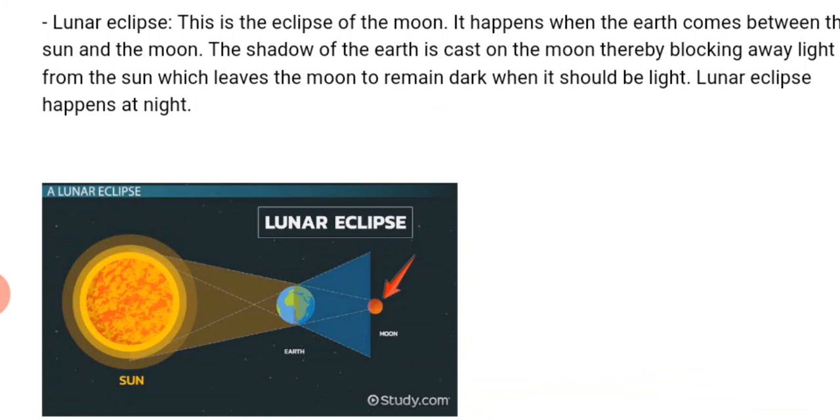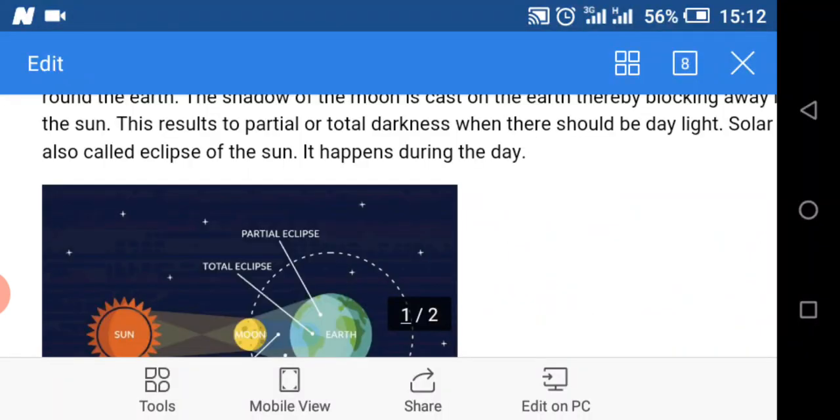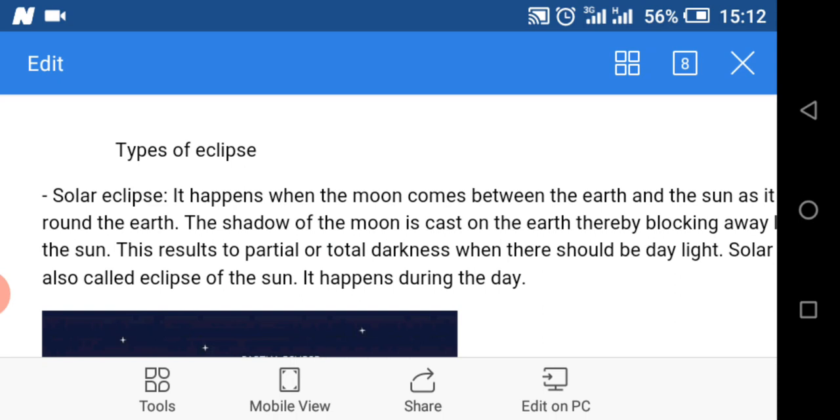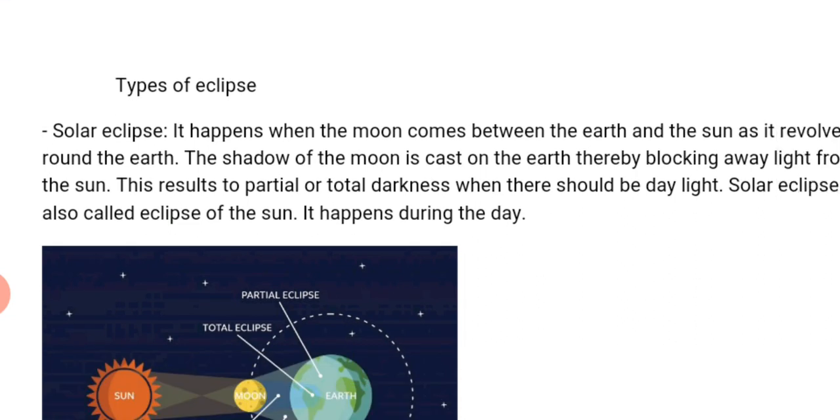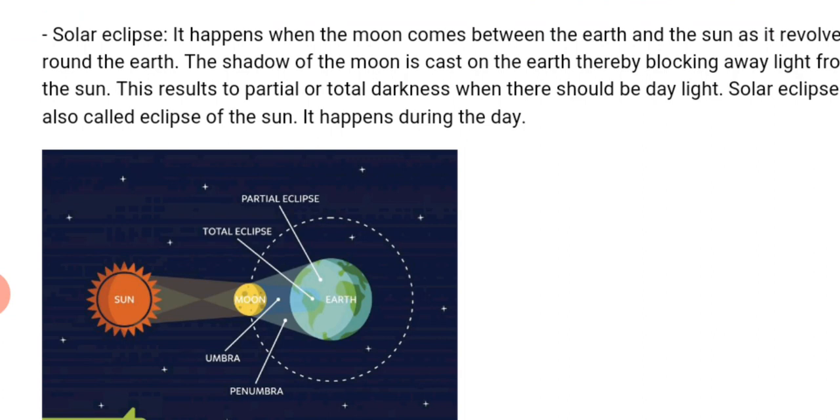How many types of eclipse do we have? We have two types: solar eclipse and the lunar eclipse. Solar eclipse happens during the day, while lunar eclipse happens at night. During the solar eclipse, the earth will experience partial or total darkness, while during the lunar eclipse, there is what? Total darkness on the moon. We experience solar eclipse during the day, while we experience lunar eclipse during the night.